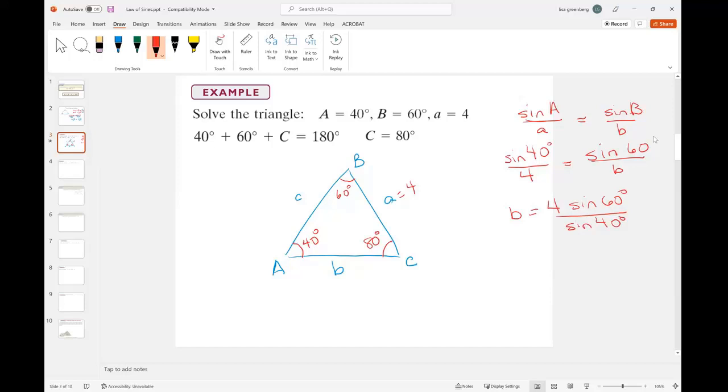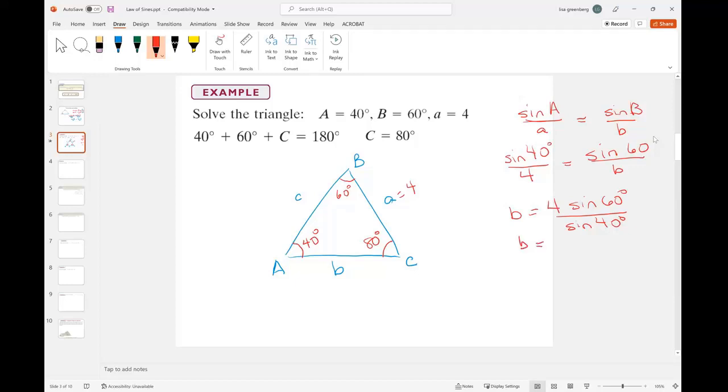Basically, I'm almost cross multiplying, but really just multiplying both sides by 4 and then both sides by B, and then dividing both sides by sine of 40. So now I know what B equals.